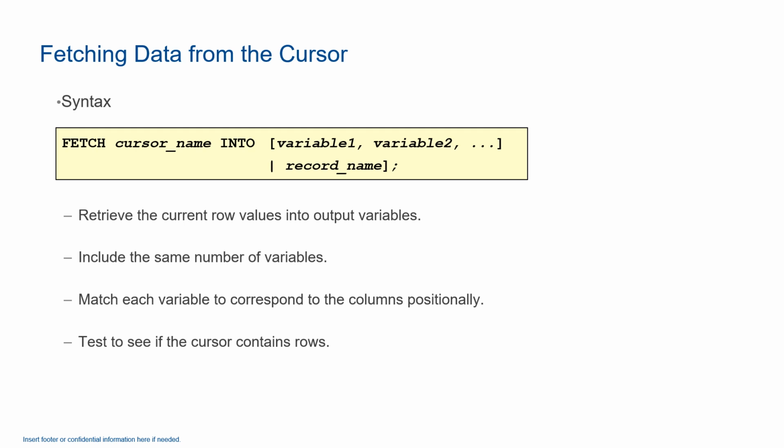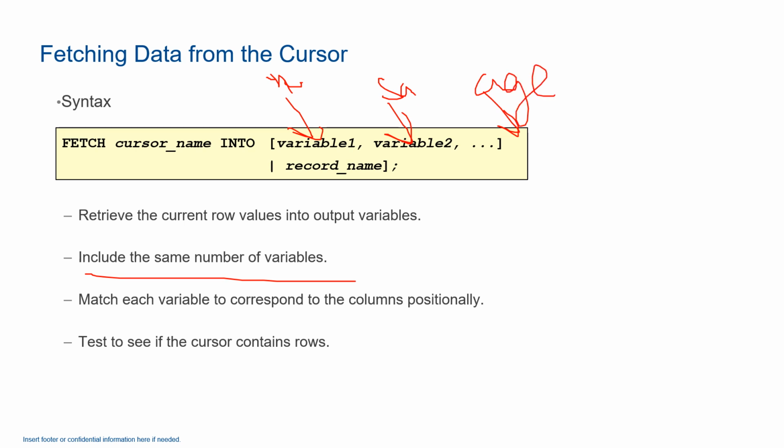So we have to define 3 variables: variable 1, variable 2, variable 3. One will store the name of the employee, the second the age of the employee, and the third the salary of the employee. So we have to include the same number of variables and match each variable to correspond to the columns positionally. Suppose this one is with the employee name, this with the salary, and the third one with the age.